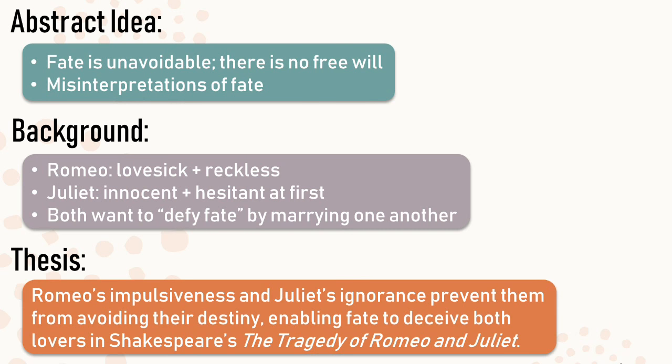Here's my thesis, my central claim. Romeo's impulsiveness and Juliet's ignorance prevent them from avoiding their destiny, enabling fate to deceive both lovers in Shakespeare's The Tragedy of Romeo and Juliet. I'll put a link to my video on how to write a literary thesis step by step at the end of this video.